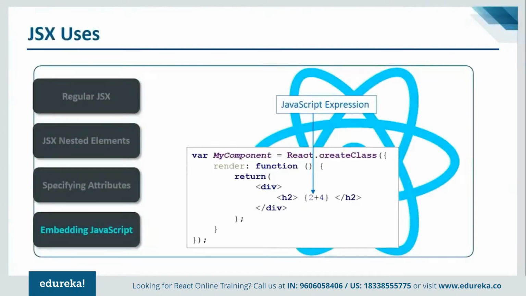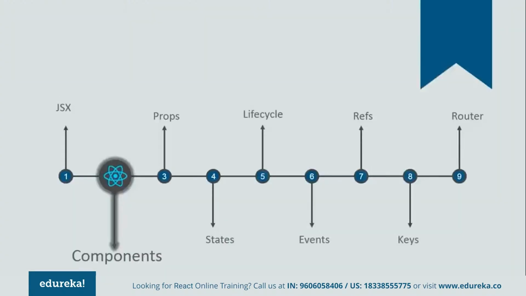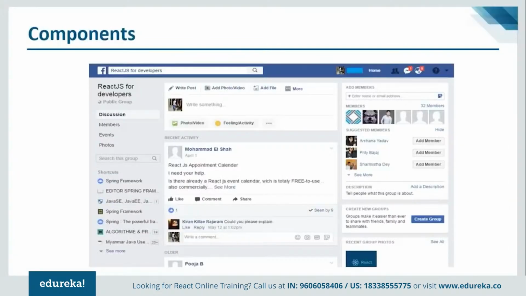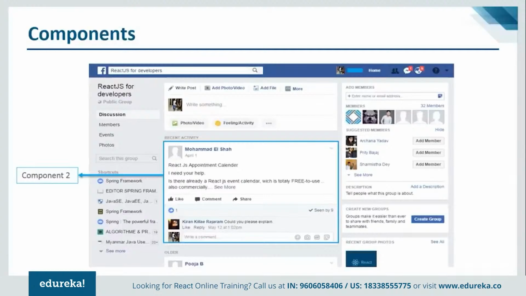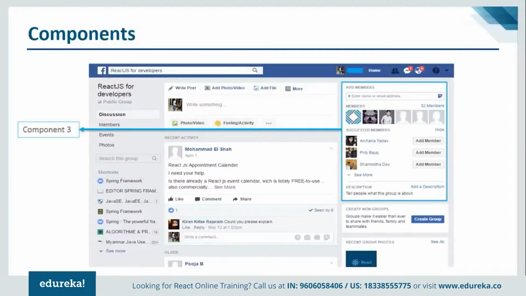Okay, so here we are done with all the uses of JSX. Let's now move to our next topic, that is the component. Since the beginning I'm saying that in React everything is a component. So now let's find out what actually this component is. To understand this, let's again go back to Facebook. As you can see, this is a Facebook page. Now this page is divided into various components, like this is a component, this is also a component, and again this is also a component. Like this, there are many more components over here.